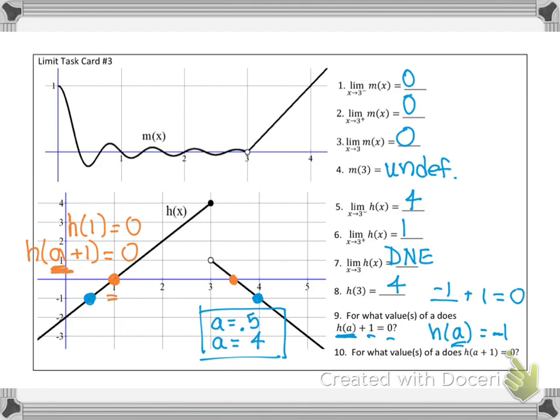So if a here was 0, 0 plus 1 would be 1, and then h of 1 is equal to 0. So for question 10, one of our answers for a is 0.